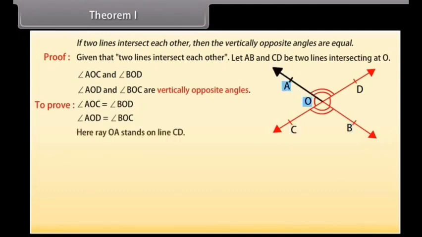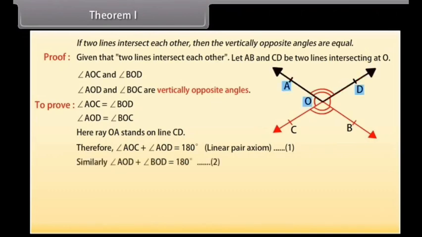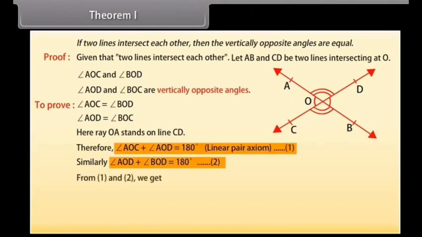Now ray AO stands on line CD. Therefore, angle AOC plus angle AOD is equal to 180 degrees. Equation 1. Similarly, angle AOD plus angle BOD is equal to 180 degrees. It is equation 2. Now, from equations 1 and 2, we get angle AOC plus angle AOD is equal to angle AOD plus angle BOD.